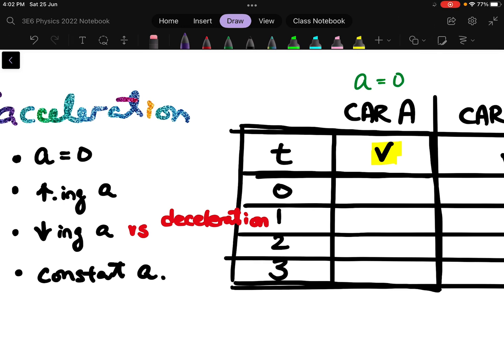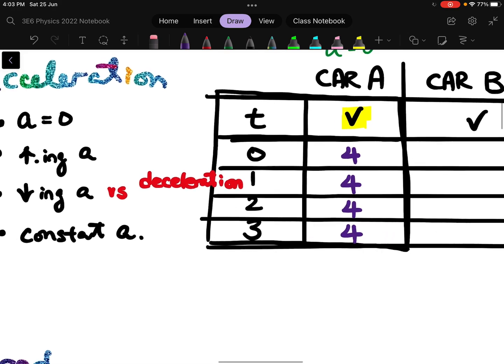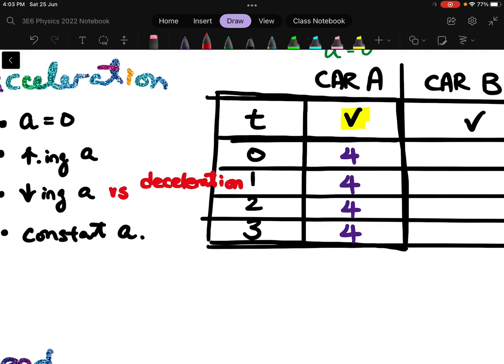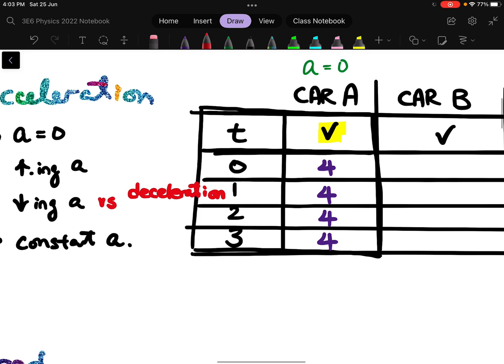So if I have a equals 0, what it means for my car A, maybe at time equals 0, if the v is 4, is that the velocity will not change. This is the meaning of a equals 0. Does it mean that the object is at rest? No, the object is moving because it has a velocity. So remember, a equals 0 is not the same as v equals 0. In fact, when v equals 0, a can be another number. v is 0 doesn't mean that a is 0.